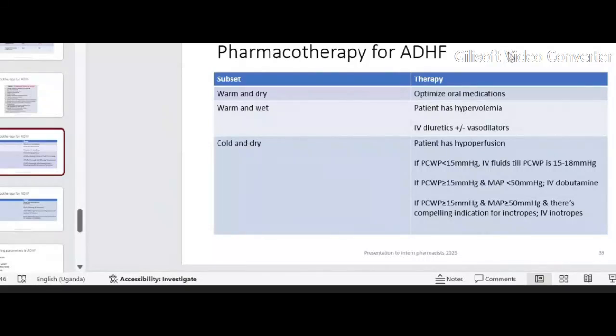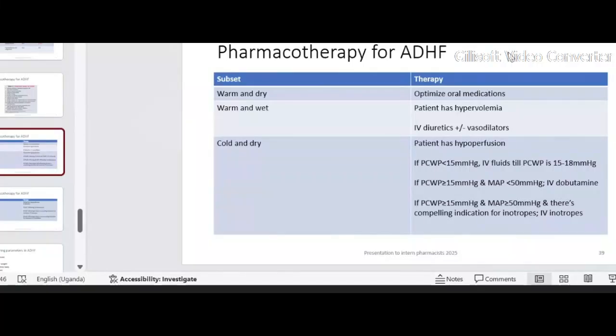The patient is warm, they're perfusing well, but they are wet. That means they are having good perfusion, but they have fluid overload in the lungs and in the extremities, they are swollen, they have edema. Give them diuretics. Then, if they're having fluid in the lungs, you can give them vasodilators like what? Isosorbide dinitrate, which can reduce preload.